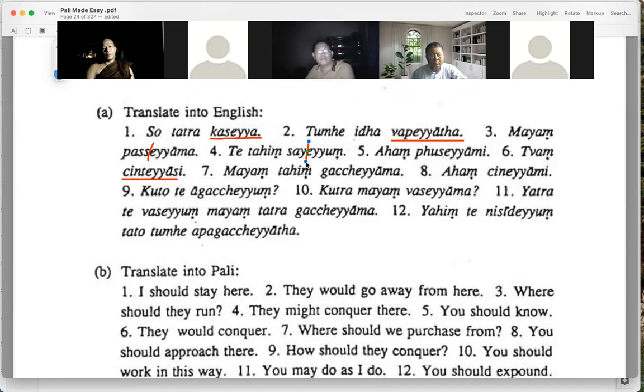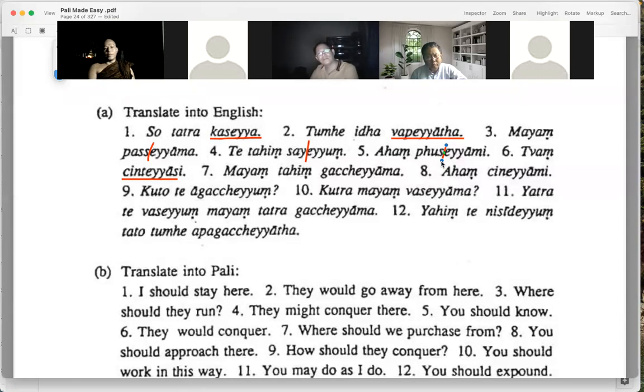So number 5. Aham phusiyami. So phusa and the iyami. Iyami is first person singular optative. So I would or I should. So phusa means touch, to touch. So I would touch. I would touch. So those verbs we have already seen. So that is why I translate roughly, I do quickly.